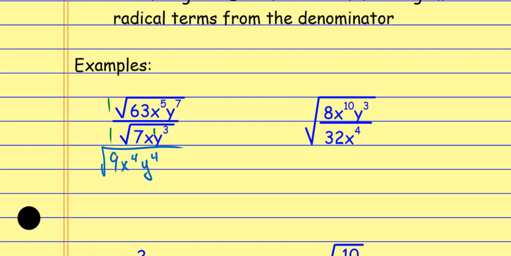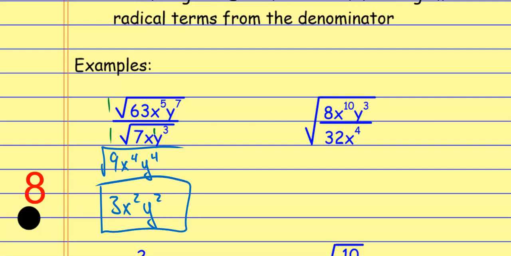Now I could start taking the square root. The square root of 9 is a 3. The square root of x to the 4th is x to the 2nd. The square root of y to the 4th is y to the 2nd. There's nothing left under the radical. So this one is rationalized just by simplifying. The denominator went away completely, and there were no radicals left in the denominator. So always try to simplify first.